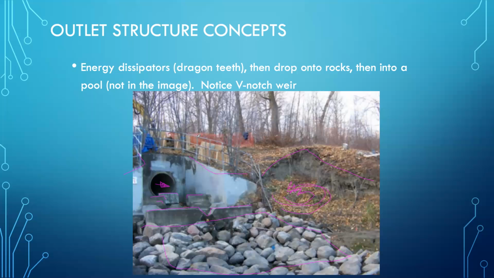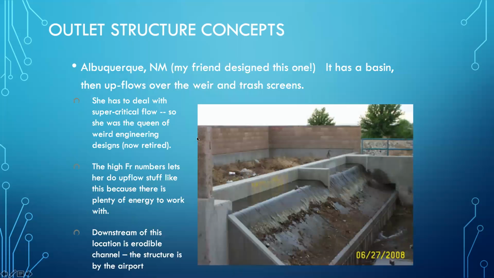And it even has guardrails so that when you're watching it wash away the soil, you don't fall into the flow. Other places that are strictly water quality features, here's a photograph of one. It's off of exit 223 on Interstate 25 in Albuquerque by the airport.